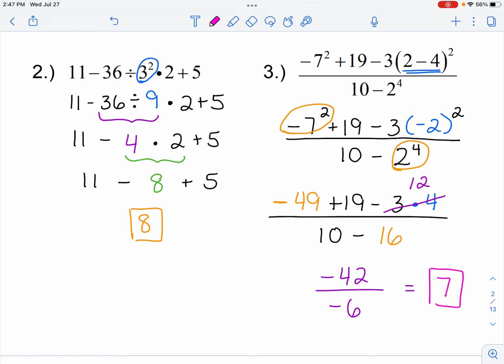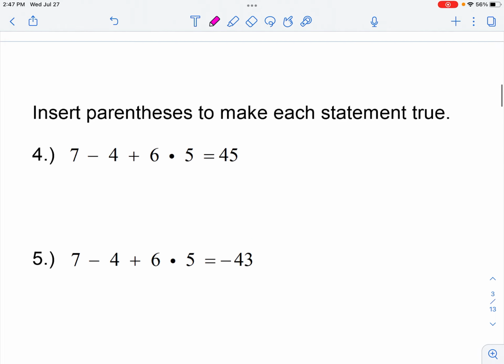Okay? And the answers don't always have to come out positive. They can come out negative. Again, I'm showing a little bit more detail than what you would be required to show on a test, but the more you write, the easier it is to follow your work. Okay, let's go through a couple more problems. All right.